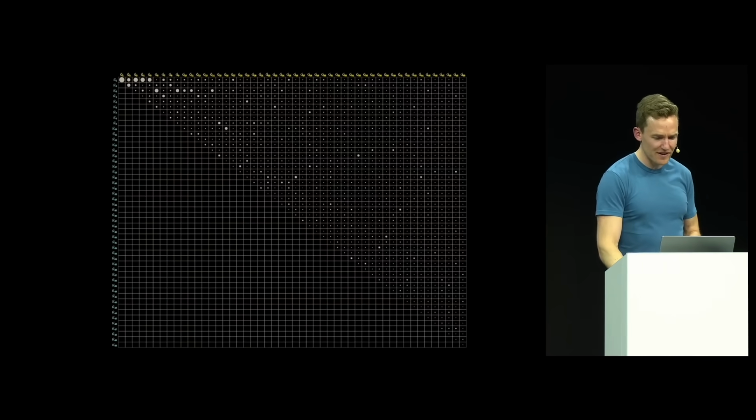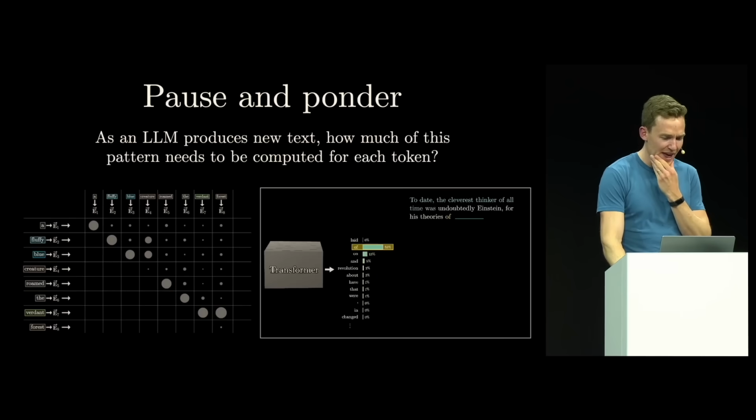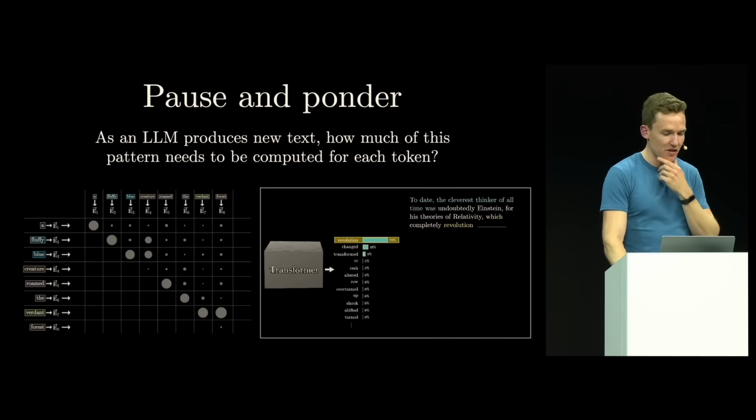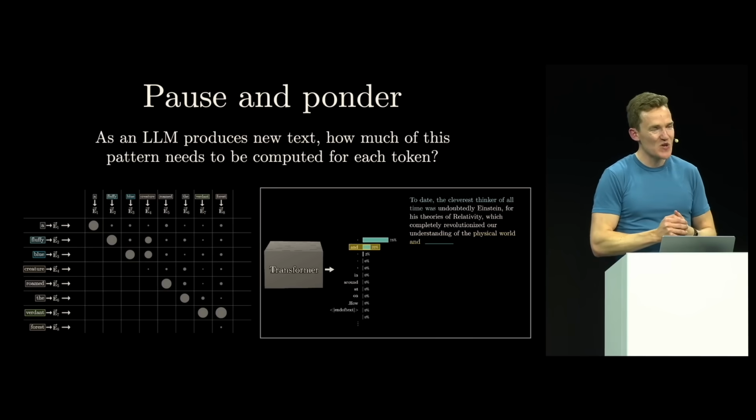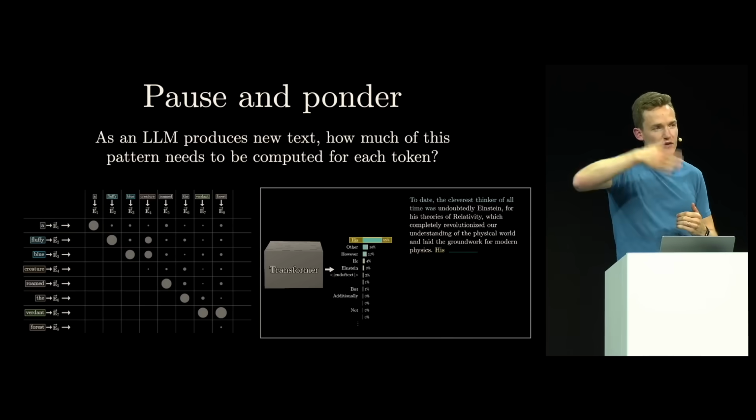And another thing you might pause and ponder on here is, even though it is a very large pattern that you're going to get as you have very large context sizes, when you're going through this process of some large language model producing new text, doing it one token at a time, you might notice that there's going to be a lot of redundancy in each one of those computations.